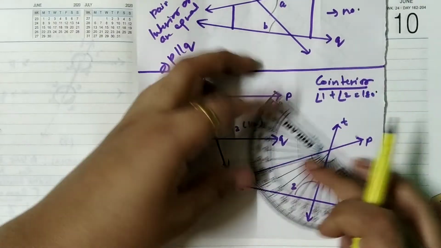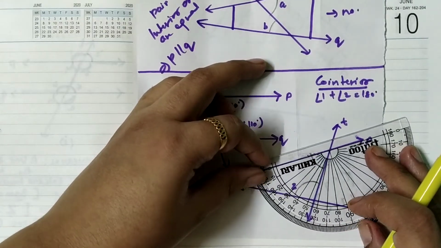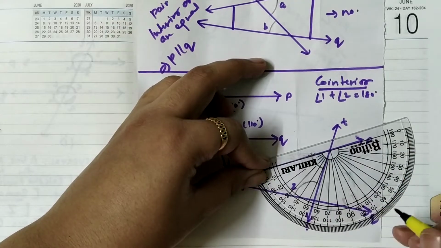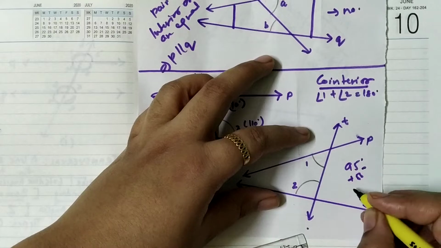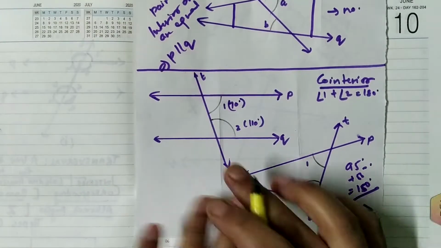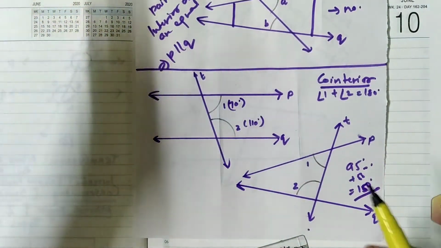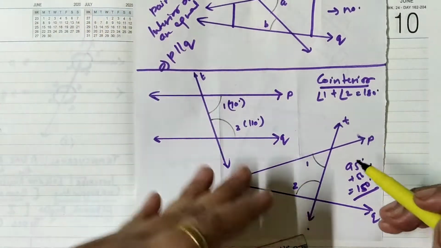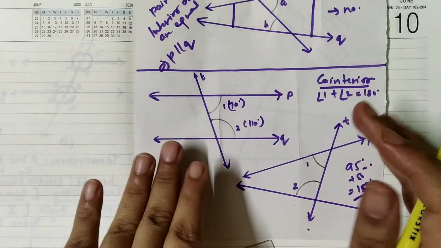This is 95, and this is 55. So 95 plus 55 is 150, not 180. This is 150. So I have taken the situation like this. In one of the cases, the sum of co-interior angles is 180 degrees, and in the other situation, the sum is not equal to 180 degrees. So again, I need to check whether the lines are parallel or not.